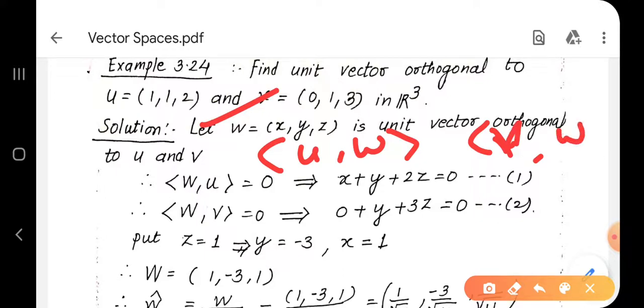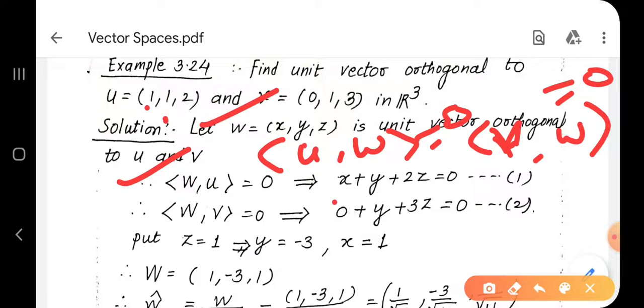And we know how we define it, it is just a simple dot product. So the inner product of u and w is equal to 0, then the inner product of v and w is equal to 0. Then I get 1 into x, it is x, 1 into y is y, and 2 into z is 2z is equal to 0. I get the first equation. From the second one I get 0 into x is 0, 1 into y is y, and 3 into z is 3z is equal to 0. I get the second equation. Solve these two equations using Cramer's rule. You will get the answer. Directly also we get the answer, no problem. But using Cramer's rule, we will get the answer easily.